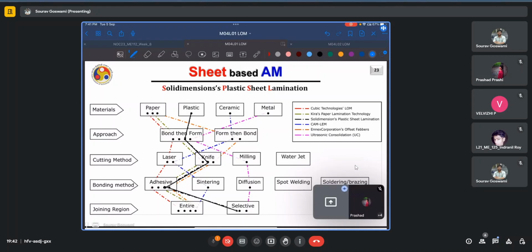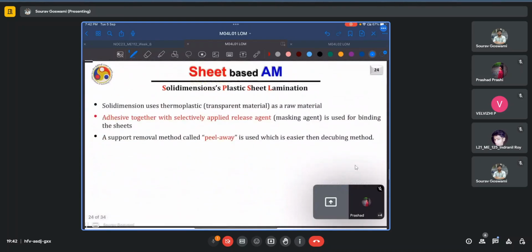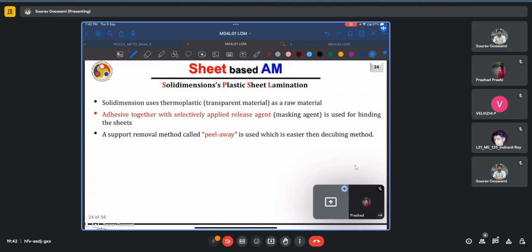And joining occurs only along very selective regions rather than bonding the entire region as we were seeing in the previous cases. So the raw feedstock in this case is the thermoplastic, which is often transparent, and adhesive in combination with a selectively applied release agent called the masking agent is used for binding the sheets. In areas where the masking agent is applied, the sheets will not stick together, and in other areas where the adhesive is applied, the sheets will stick. So later, the masking agent applied areas can be removed more easily.